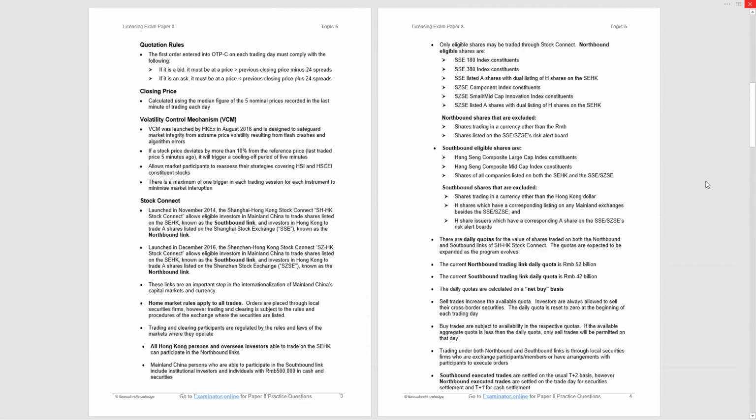We have quotation rules that are listed there. I wouldn't be too excited about those. We have the closing price being the median figure of 5 nominal prices recorded in the last minute of trading.